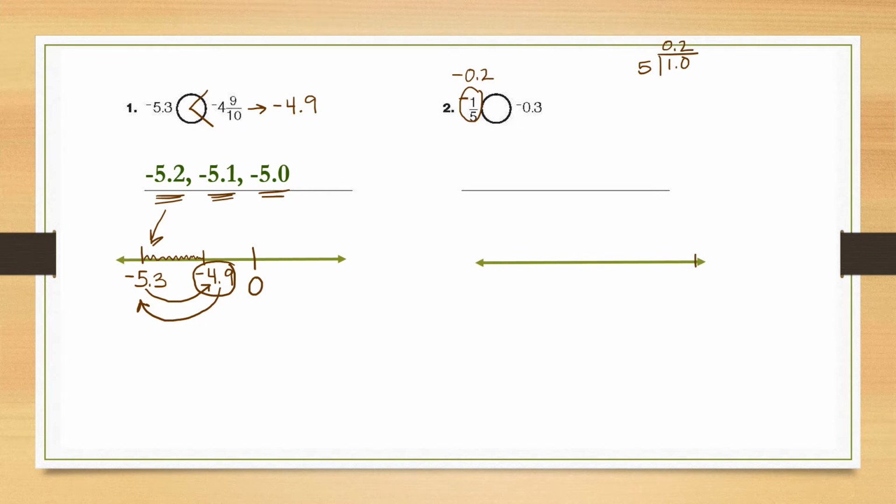If I plot them on the number line, -0.2 would fall here, and -0.3 would fall to the left. This means that -1/5 or -0.2 is greater because it is on the right. Now, what number or numbers could fall in between? I'm just going to give you one example. What is halfway between 0.2 and 0.3?